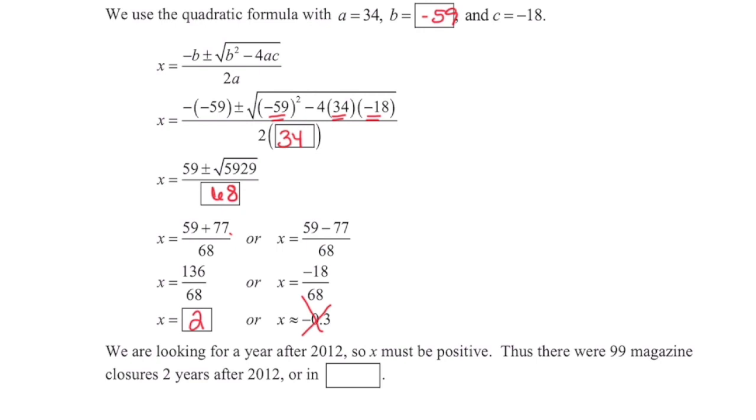So 2 years after 2012 would provide us with 2014. And this concludes our lesson on quadratic equations, functions, zeros, and their models.